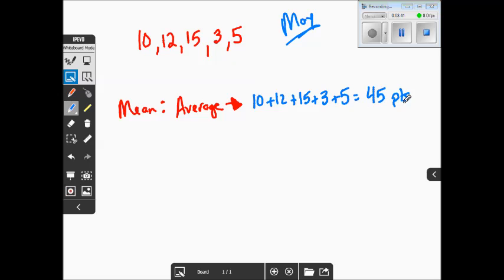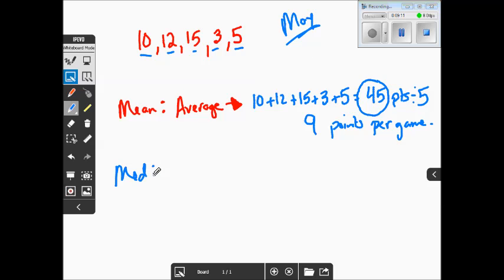Yep, that's 45 points. Now we're going to take that 45 points and divide it by the number of numbers you see: 1, 2, 3, 4, 5. We're going to divide it. That would tell me that I must have scored 9 points per game. That's what the average is. That's what it means. So we do the sum divided by the amount of numbers there are. If there were 6 games I scored in, then I would do 45 divided by 6. If there were 7 games that added to 45 points, I would do 45 divided by 7.